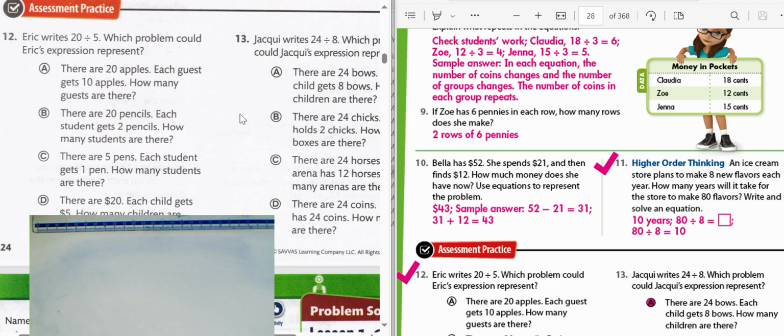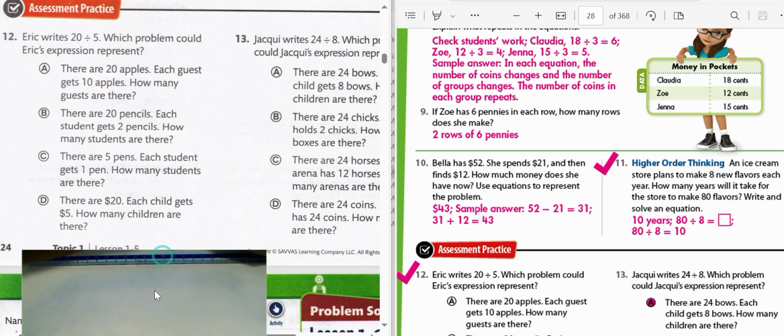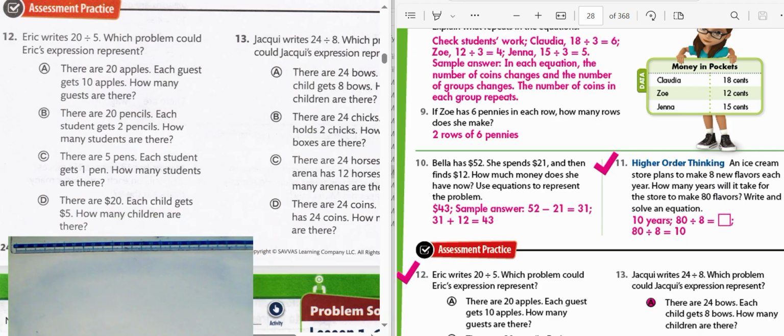At number 12 here, you want to choose the correct answer. Take a look: 20 divided by 5. Which problem could this expression represent? 20 divided by 5 equals 4. A or B or C or D? Look here, letter A: there are 20 apples, each gets 10 apples. How many groups are there? No, because for 20 divided by 5, we don't write 20 here and there 10. We must write first 20 and next 5.